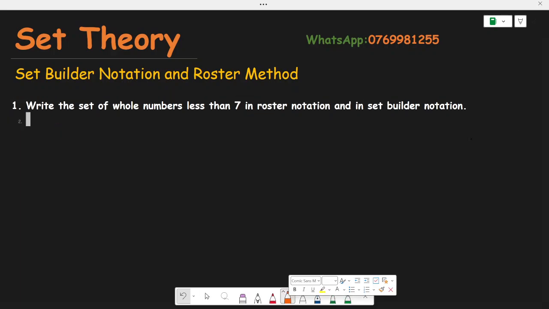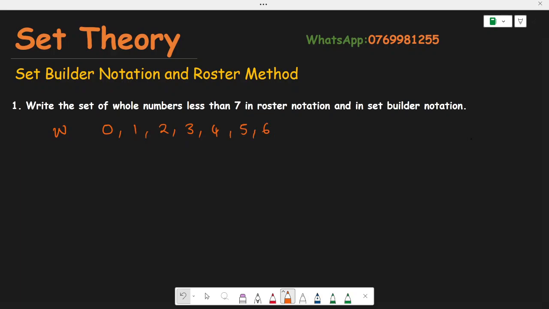And I'm going to represent them by W. So we said whole numbers are numbers that start from 0 going upwards. So these are whole numbers. But the question is asking us to write a set of whole numbers less than 7. So this is a set of whole numbers less than 7. But how do we represent this set in the roster method?